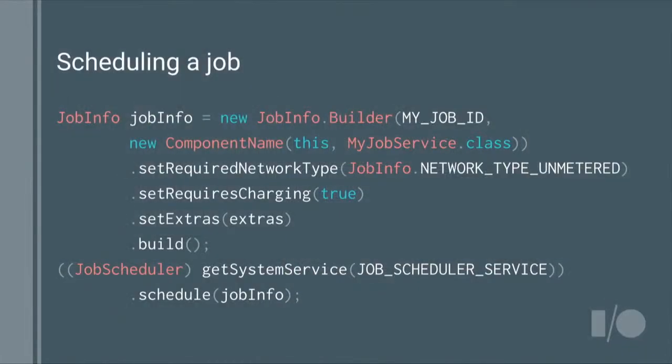Here's an example of a job being scheduled that requires unmetered networking at the time the job is run, in addition to the device being on the charger. Job Scheduler will activate My Job service when both of these constraints are met. The builder method, setExtras, can be used to provide additional metadata. This bundle will be passed to the job when executed. Note the myJobID value passed to the job info builder constructor. This is an application-specific identifier. Subsequent calls to cancel jobs or create a new job with the same job ID will update the existing job.